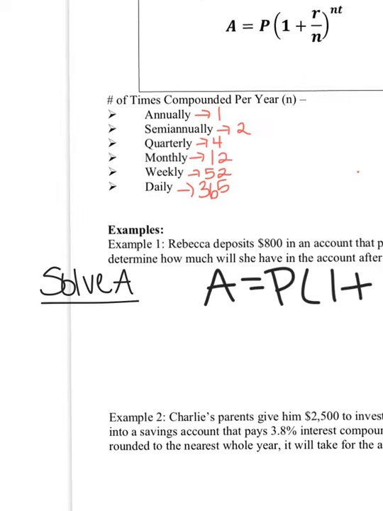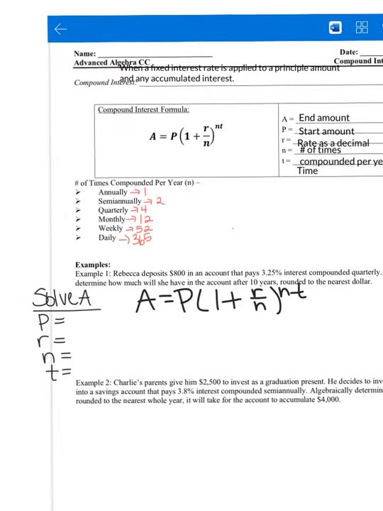We're solving for A, so we have to plug something in for P, for R, for N, and for T. P is how much money she invested. She deposits $800, so P is $800. R is the rate. The account is paying 3.25%. If you move that decimal 2 times to the left, that gives you 0.0325.